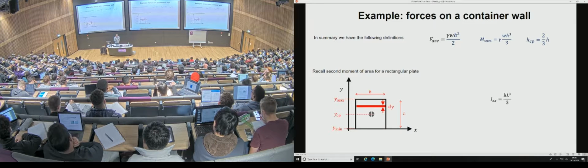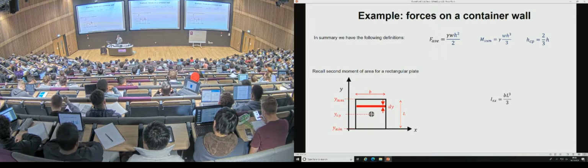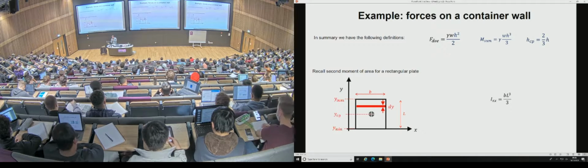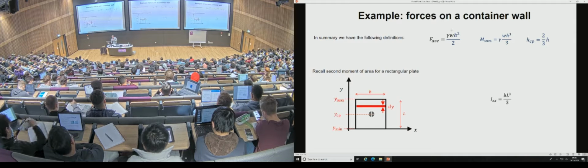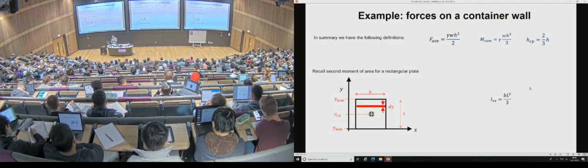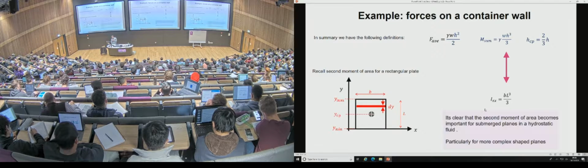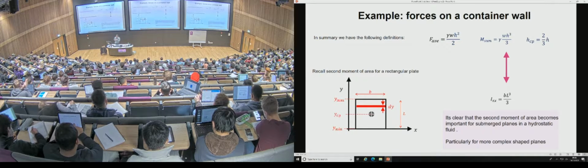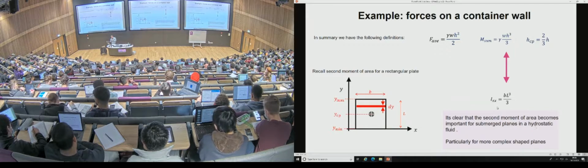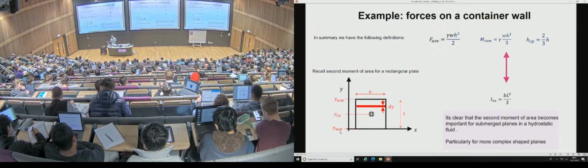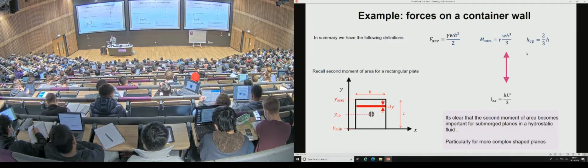So the forces on a vertical wall can be summarized by these three terms: the average force, the sum of the forces, and the distance, which is 2/3 of h. And you can see, as I pointed out in the last slide, that there's already this clear link between the second moment of area around the axis and what we calculated to be the moment.